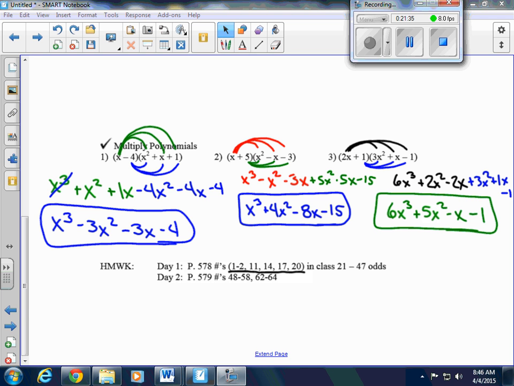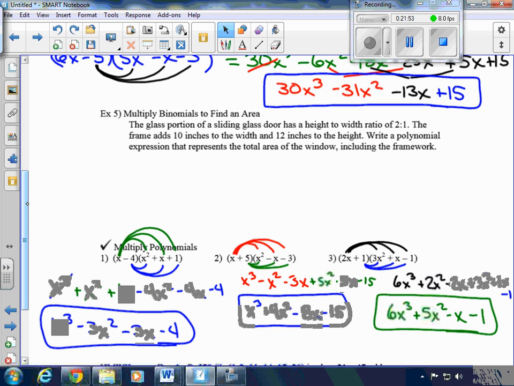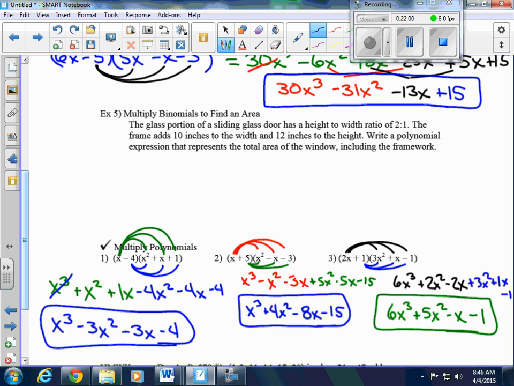So again, if we're multiplying a binomial by a trinomial or anything other than two binomials, you must use the distributive property. The only time you can use foiling is if you have two binomials that you're multiplying together. All right, so let's go back to example 5, and it says multiply binomials to find an area. Now, if we remember, the area of a rectangle is length times width, or base times height, either way you want to look at it.